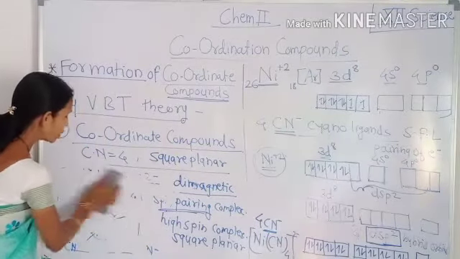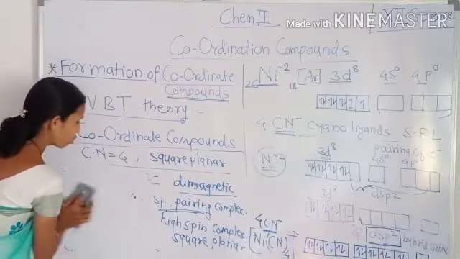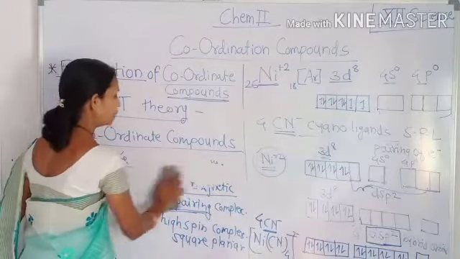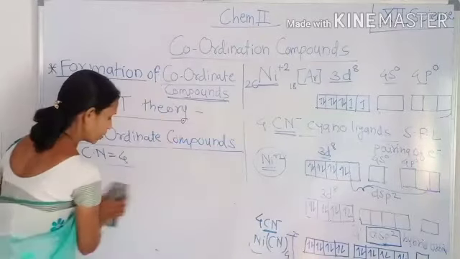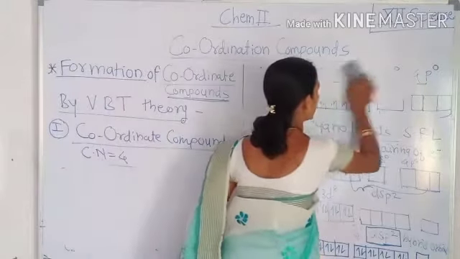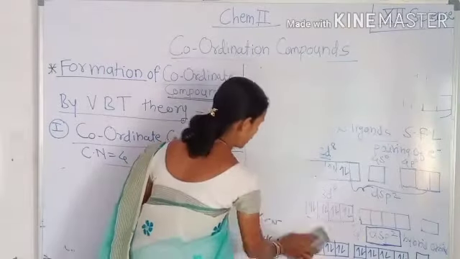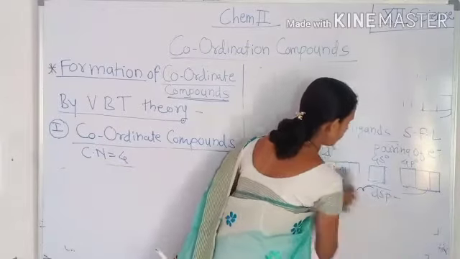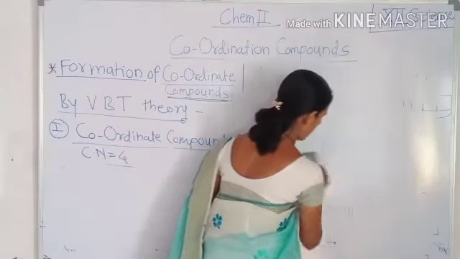Then we have to study the formation of coordinate compounds having coordination number 6, and the coordinate compounds having coordination number 6 have octahedral geometry. All of you studied that in the previous lecture. If the coordination number of the central metal ion in a coordinate compound or complex is 6, then the geometry of that complex or coordinate compound is octahedral.